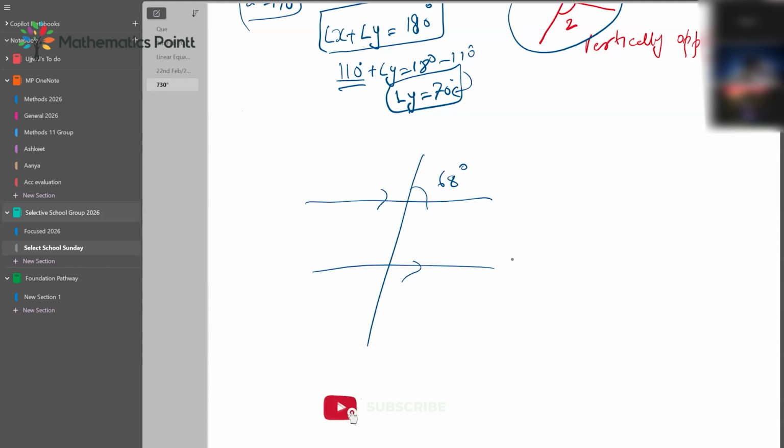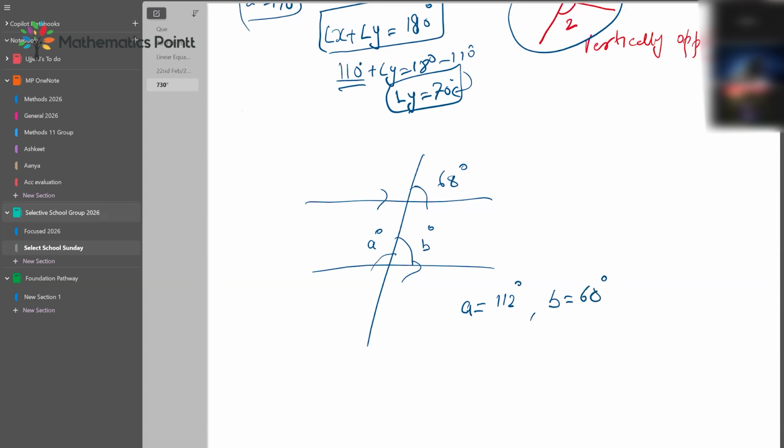68 degrees, A degrees, B degrees. Can you find me A and B? Quick. Yes. So A is 112 degrees and B is 68 degrees.